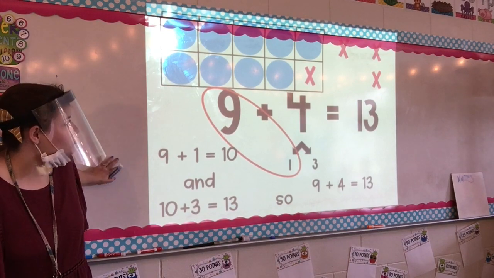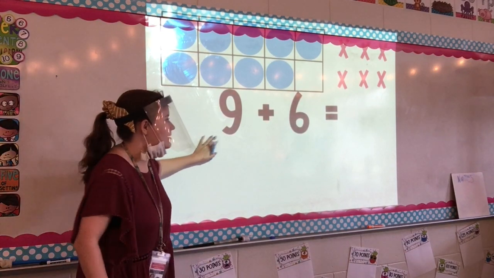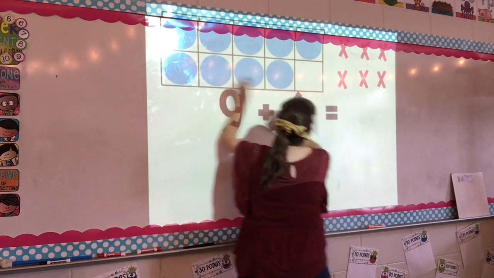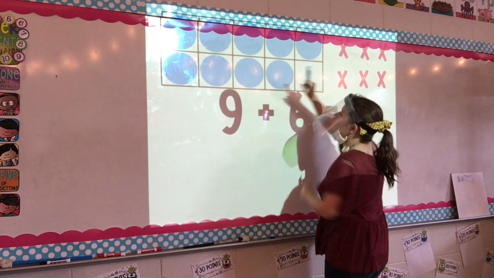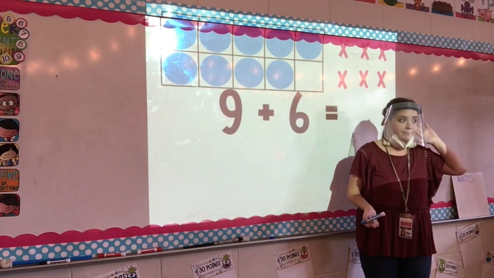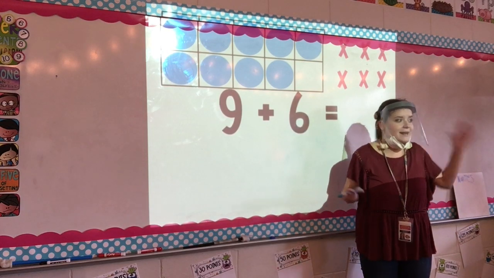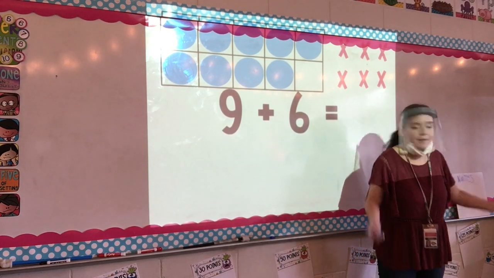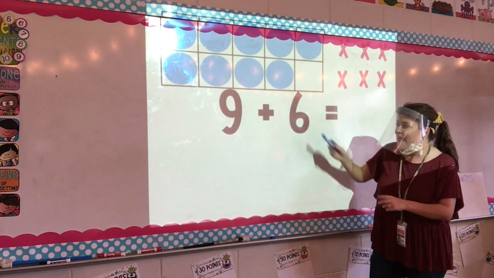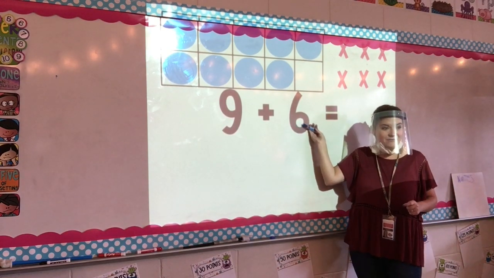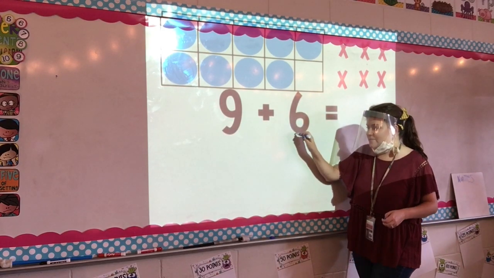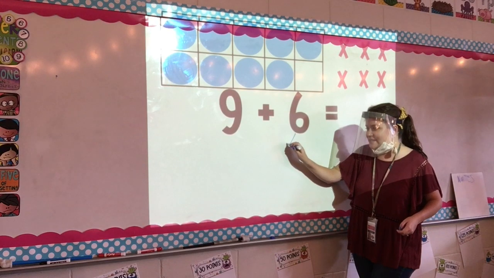Okay? Let's try it again. 9 plus 6. And then I have up here 9 circles, 6 X's. What does 9 need to make 10? You can say, it needs 1. Still the same question, right? 9 still needs 1 to make 10. So I can get a 1 out of this 6, right? 9 needs a 1. So let me take a 1 out of this 6.